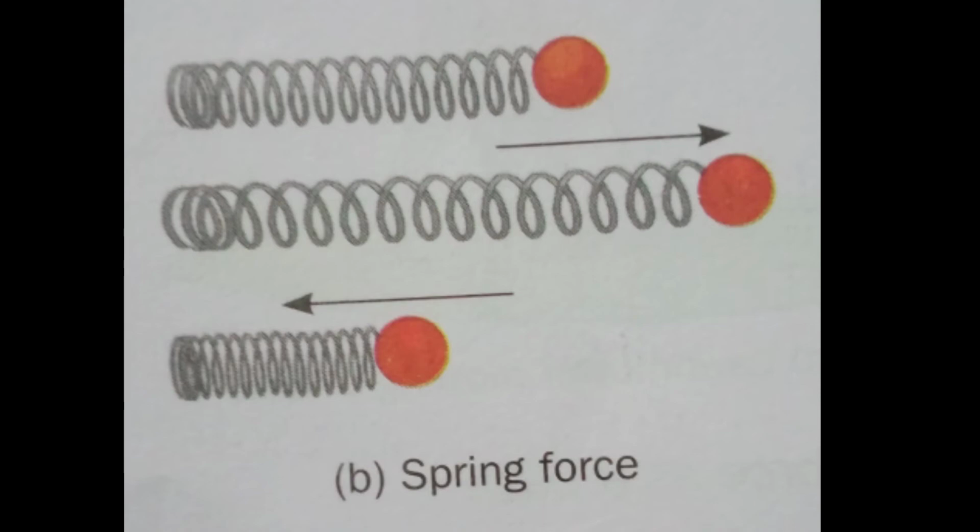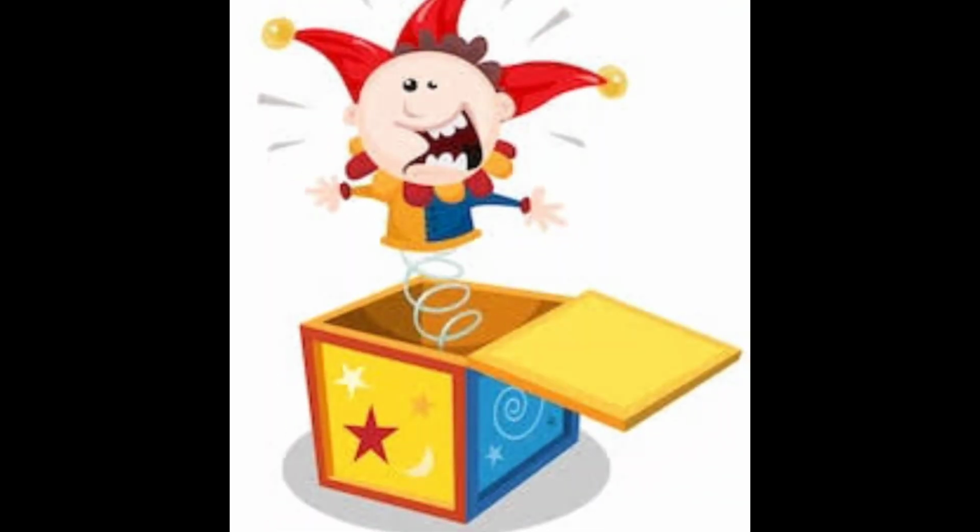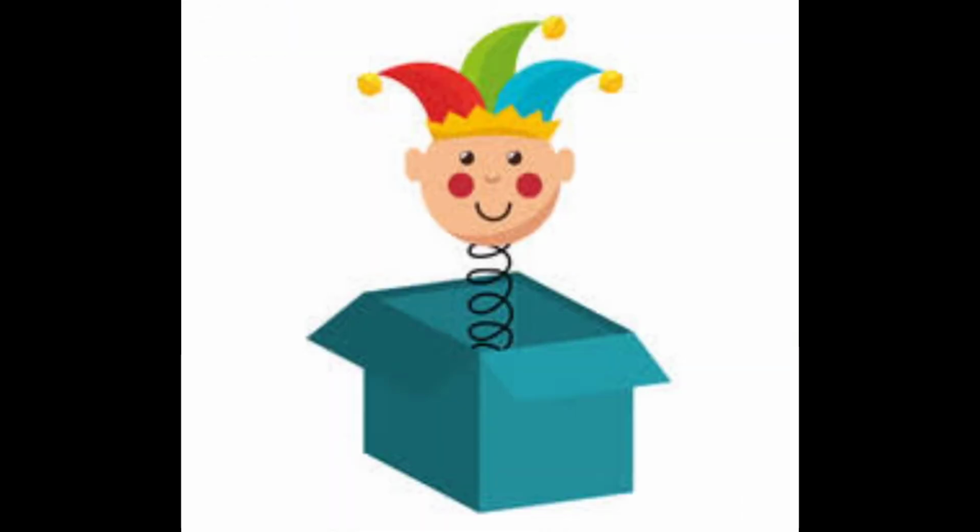Let me give you one more example. You have seen so many toys. When you open the box, the toy pops out, and it is attached to a spring. Why is it so? Because of the force exerted by the spring upon the object which is attached to it. As soon as we open the box, the toy pops out because the spring gets stretched, and it exerts force on the object attached to it.